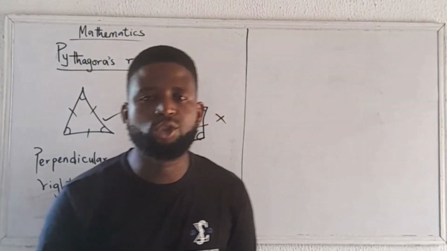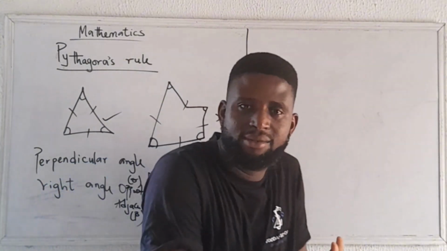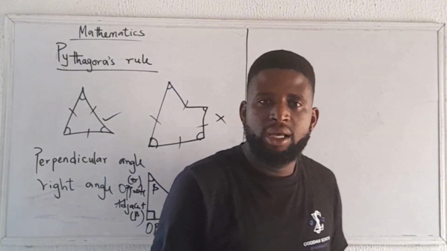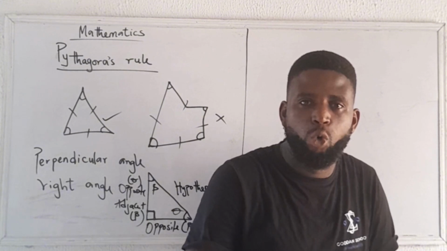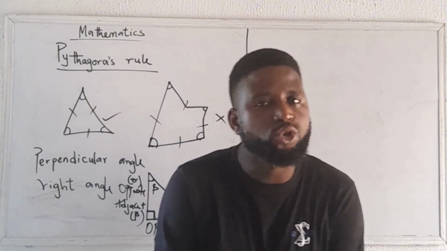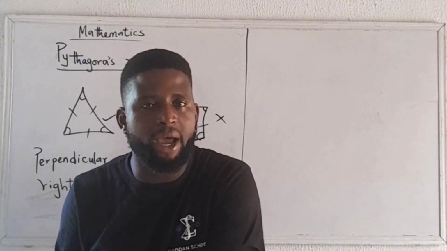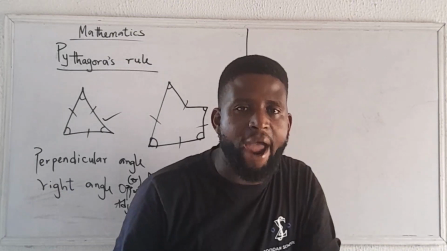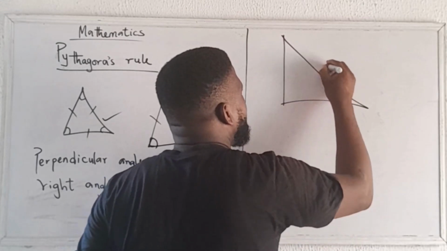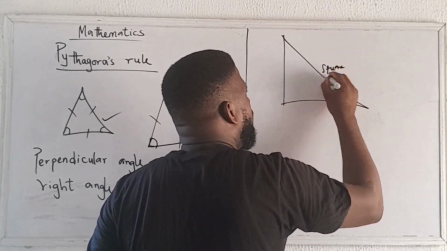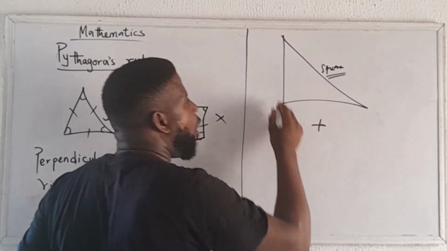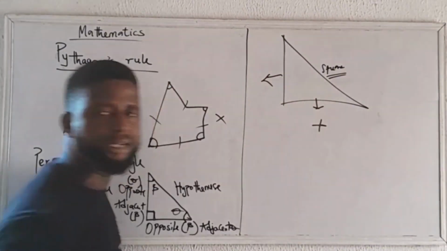Now, what does Pythagoras rule state? What is the relationship postulated between the sides of a right angled triangle by Professor Pythagoras? Professor Pythagoras postulated the Pythagoras rule, which is also called the Pythagoras theorem, which states that the square of the longest side of a right angled triangle is equal to the sum of the squares of the two remaining sides.